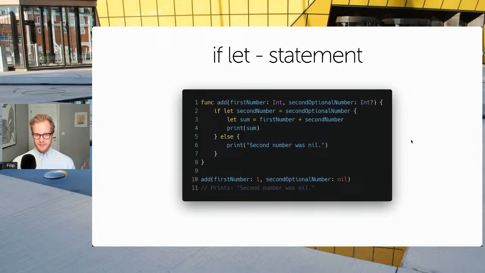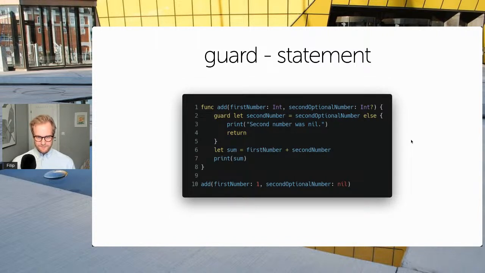Another way to do this is using something called a guard statement, and this is what it looks like. When we read this line of code, the way to read it is, let's protect ourselves against something. So guard, or make sure that this resolves to an actual integer. If it does not, then we use this else statement, and you're going to print second number was nil, which is what this is going to print when you send it in.